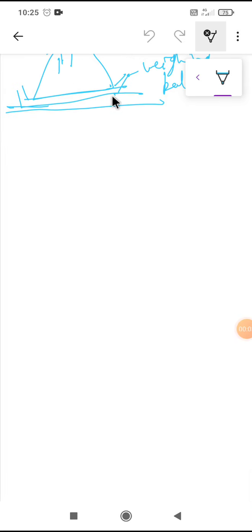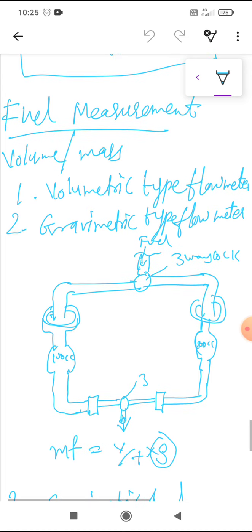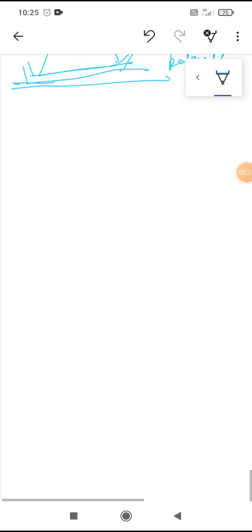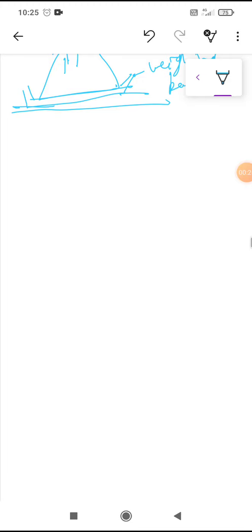Hey guys, so in the last lecture we have seen various fuel measurement devices, that is volumetric type and gravimetric type flow meter. So today we are going to study measurement of air consumption. So how much air is consumed, how we can measure that.